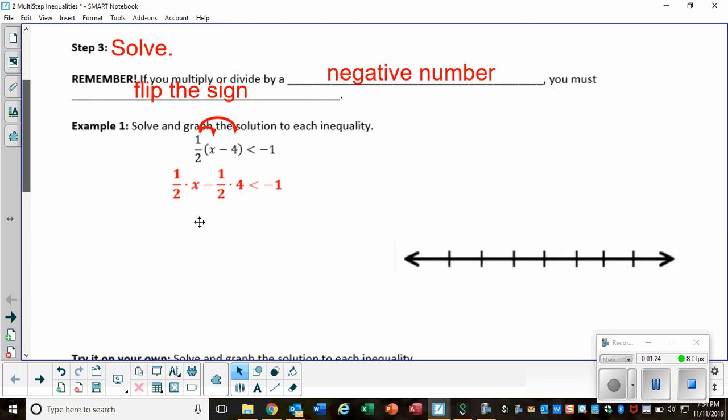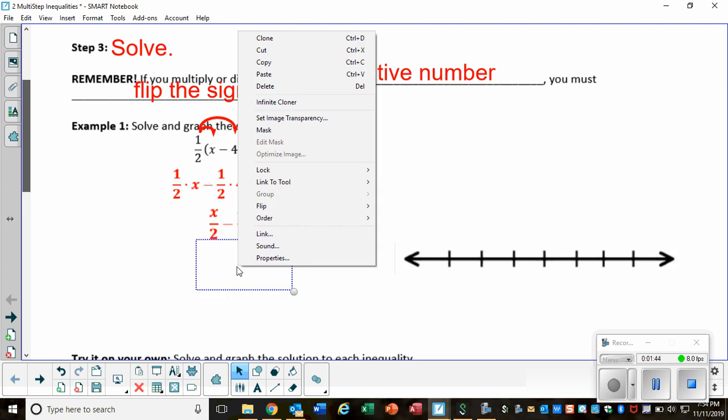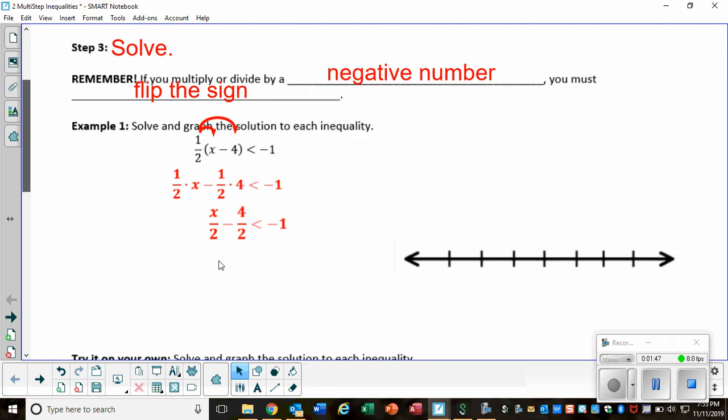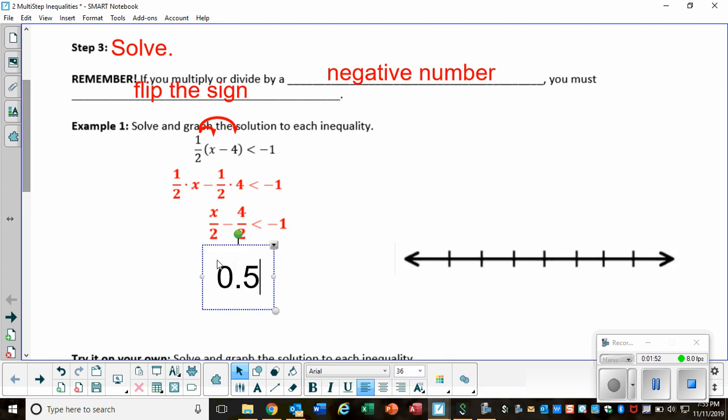And then 1/2 times -4 will give me something. 1/2 x, or you could write it as x over 2, 0.5x, all of that would work. And 4 over 2, which we're going to simplify. The text doesn't want to show up right now, so I'm just going to type it in. I'm going to say 0.5x minus 2 is less than -1. Okay?